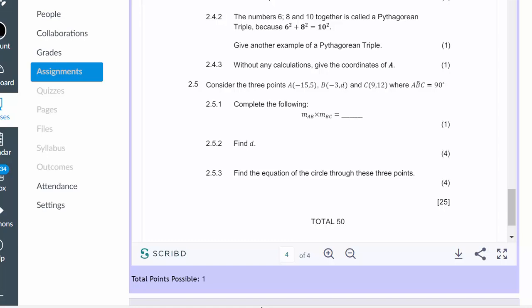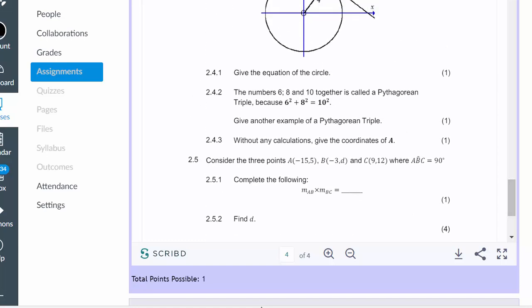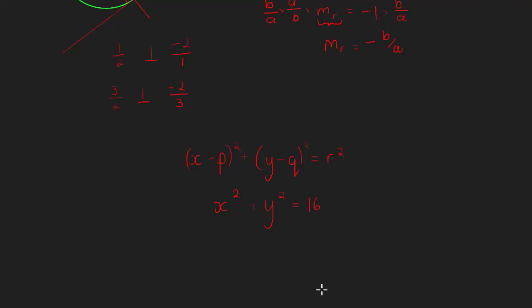Okay, the numbers 6, 8, and 10 together are called a Pythagorean triple because 6 squared plus 8 squared is equal to 10 squared. 6 squared is 36, 8 squared is 64, 10 squared is 100. And so 36 plus 64 is 100. Give another example of a Pythagorean triple. The most common one is 3 squared plus 4 squared is equal to 5 squared. You'll notice that's even just half of what was already given to you.